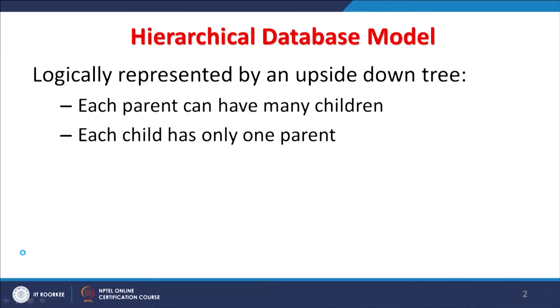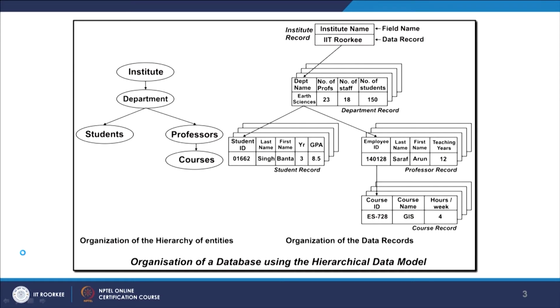In the hierarchical database model, data is logically represented by an upside down tree, and that is why it is called hierarchical: each parent can have many children. So, each folder can have many files, similarly. Each parent can have many children and each child has only one parent. So, a file can be in only one folder, that kind of thing.